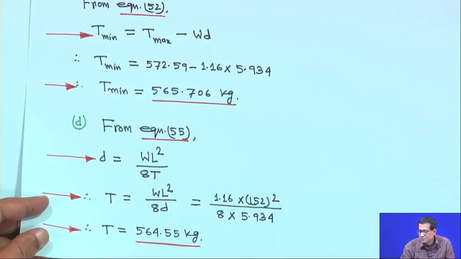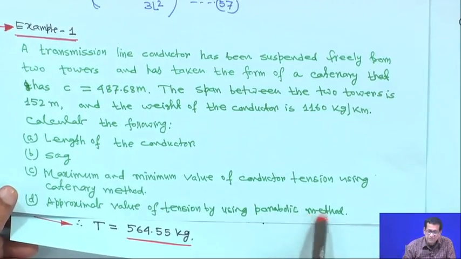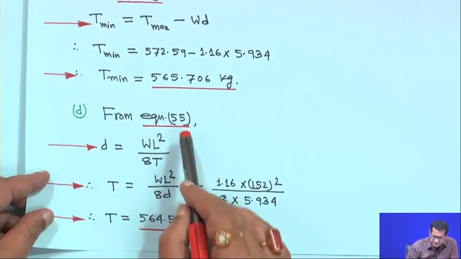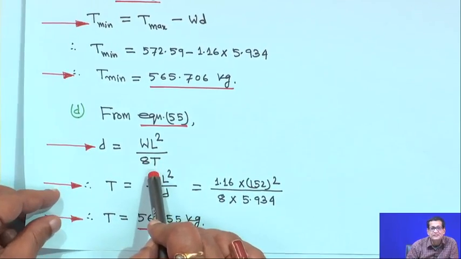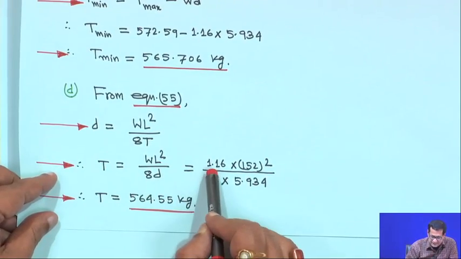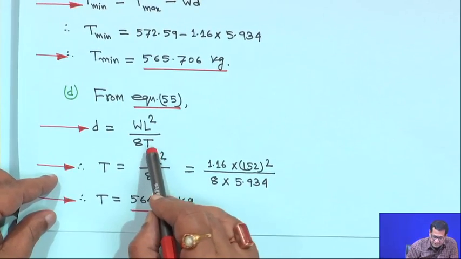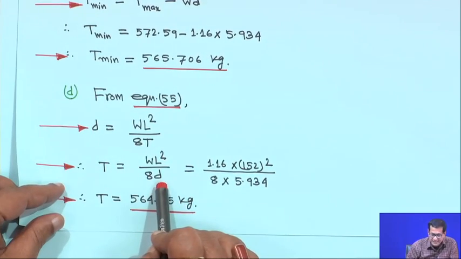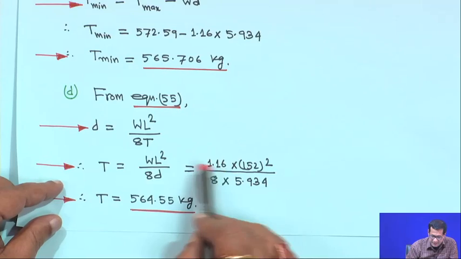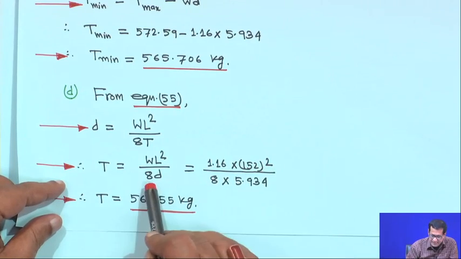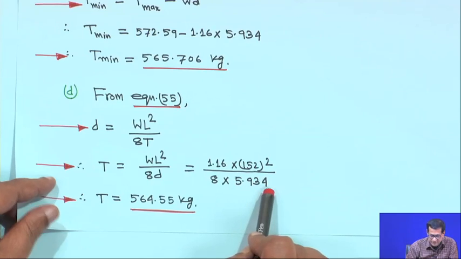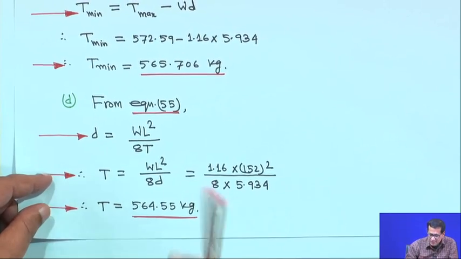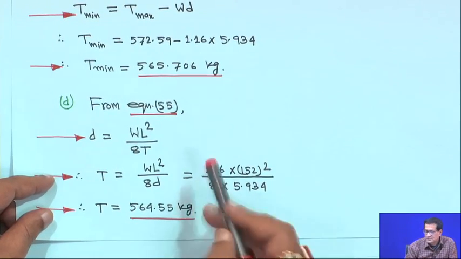Now, the last one is the approximate value of tension using the parabolic method. If you use the parabolic method, you are using an approximate method. Per equation 55, d is equal to W L square by 8 t, this we have seen, where W is equal to 1.16. This equation we can write as t is equal to W L square upon 8 d. So, W we know is 1.16 kg per meter, L is 152 meter, so 152 square divided by 8 into d, the sag we have calculated as 5.934, you will get t is equal to 564.55 kg. This is using the approximate parabolic method.